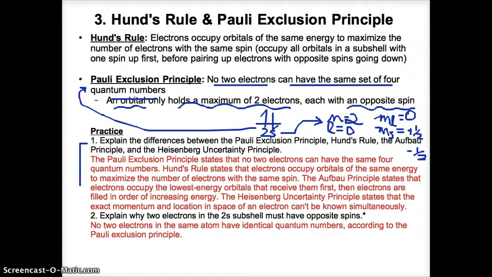All right, so this is already done for you in your packet, so you don't really need to write this down. Just make sure you understand this and study it. And for number 2, it says explain why 2 electrons in the 2s subshell must have opposite spins. Let's remember, just as we saw here, no 2 electrons in the same atom have the same 4 identical quantum numbers according to the Pauli exclusion principle. If both electrons are in the 2s subshell, specifically the 2s orbital, since there's only one orbital in 2s, then they have the same n, l, and ml values. So obviously, they must have opposite spins so that not all 4 quantum numbers are the same, because if one's up and one's down, that allows their ms values to be different. The up being positive 1/2, the down being negative 1/2.